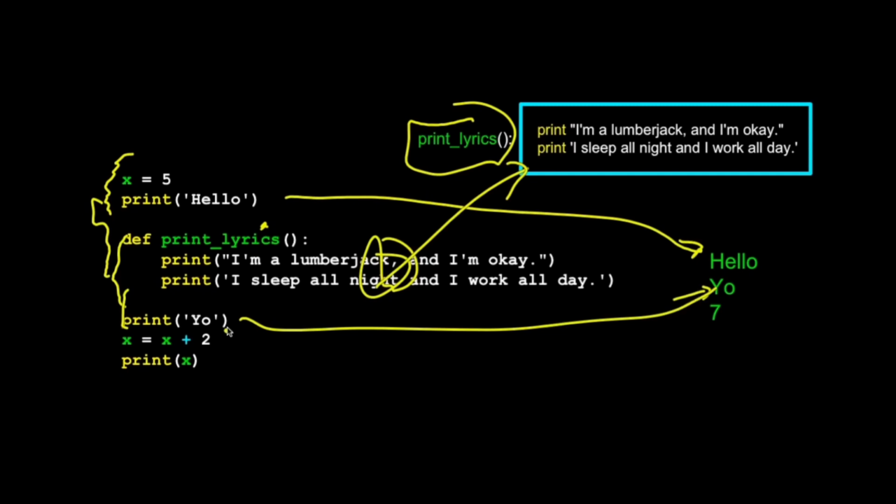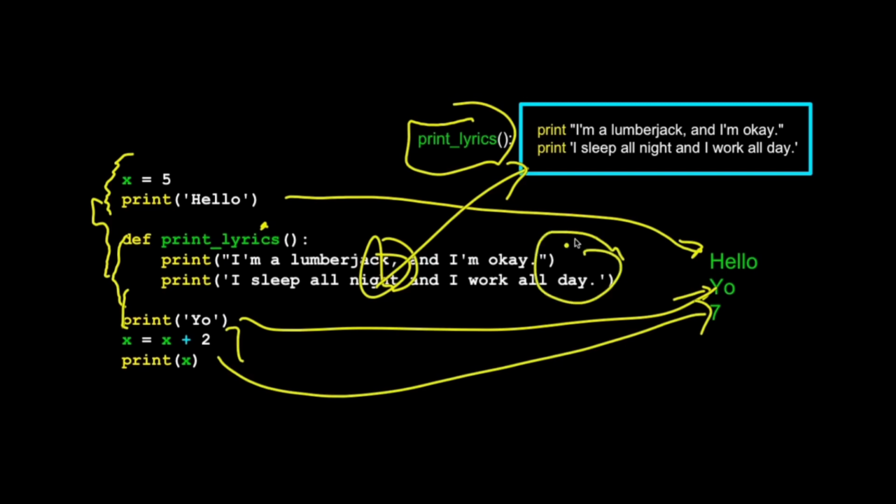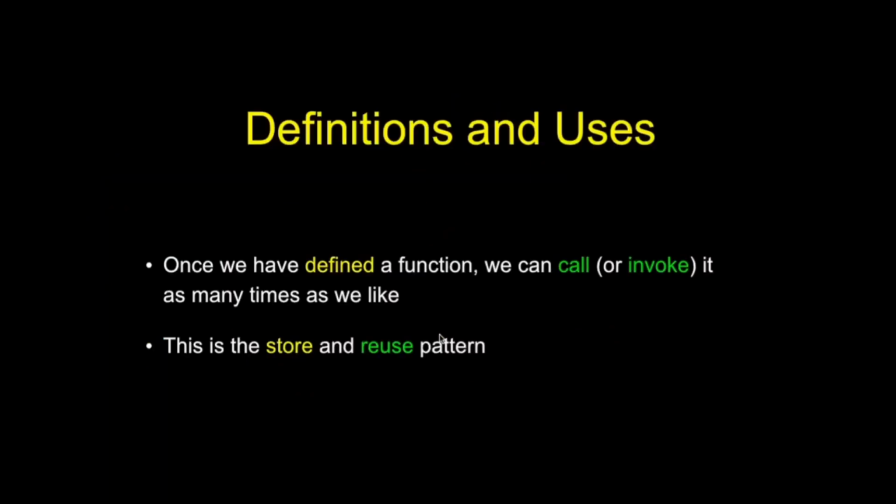And then it adds 2 to x, so x is now 7, and then it prints x, and there's 7. These print statements never ran. Why? Because we did not invoke them down here. We defined them, but didn't invoke them. So let's take a look at how you invoke a function. You define it, and then you use it. Sometimes you define it once and use it once, but more commonly you define it once and use it more than one time. Again, the store and reuse pattern. The def is the store, and the invoking is the reuse.